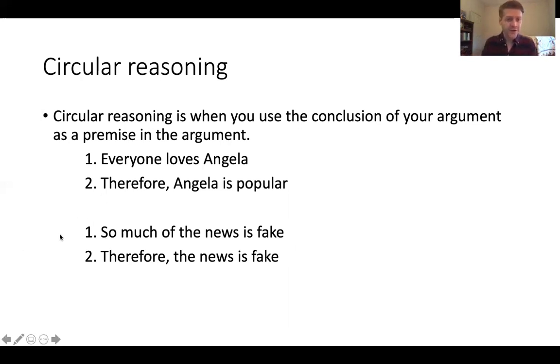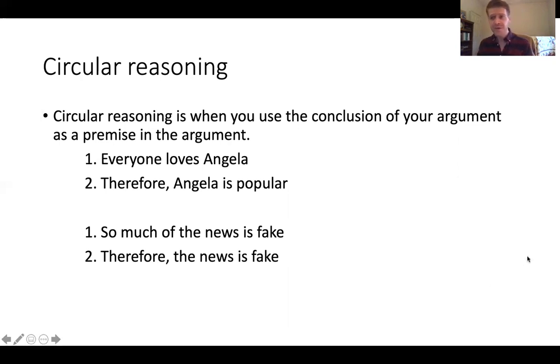So we have another example of circular reasoning. So much of the news is fake, therefore the news is fake. Basically we are using pretty much the very same conclusion as the premise of the argument. If we were to say something like, so much of the news depends upon faulty assumptions, therefore the news is fake, that might be an argument that's not circular. But as it stands now, this is a circular argument. Both of these arguments are circular because the conclusion is stated as a premise in the argument.